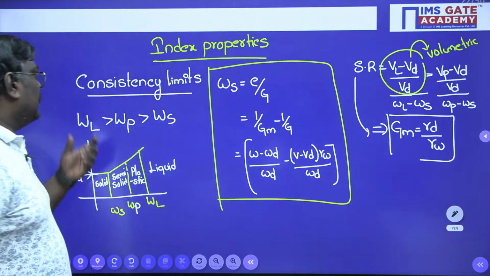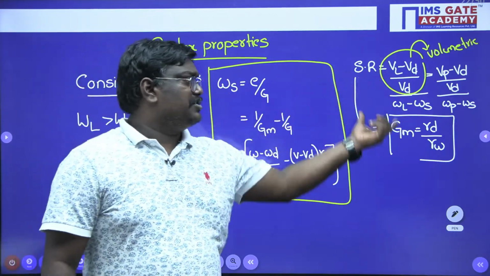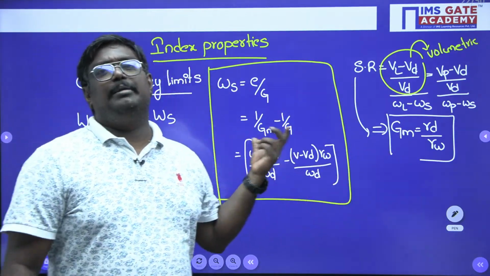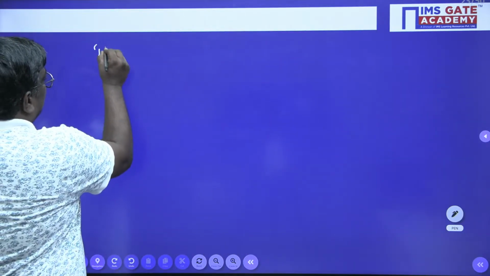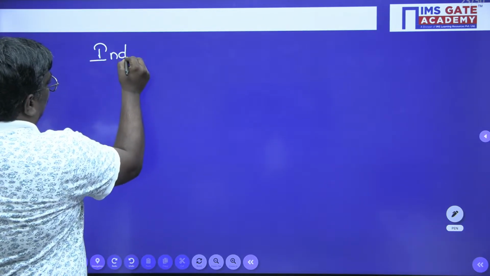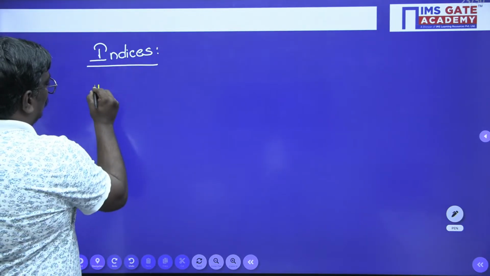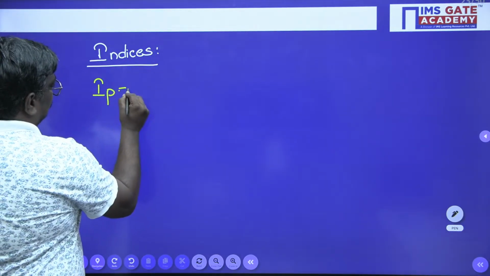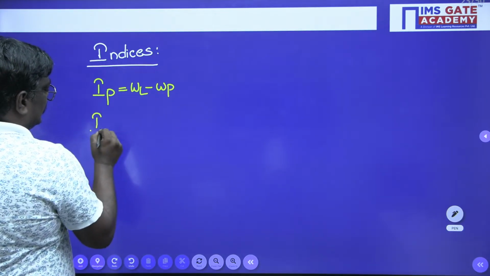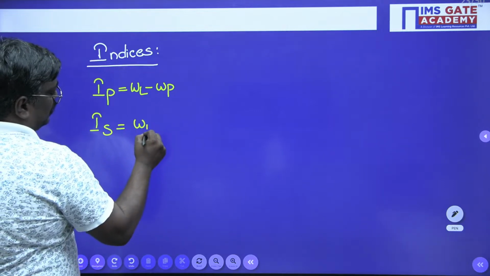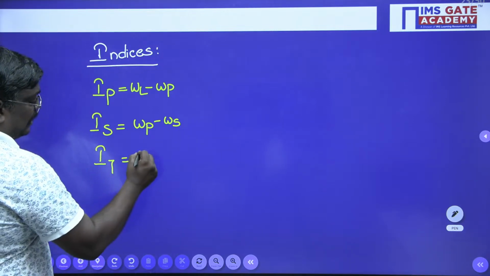So here we have studied the consistency limits and the different formulas for shrinkage limit and shrinkage ratio. These formulas are very, very important when you are solving problems. And we have also studied the important indices. Can you tell me what they are? First, IP, the plasticity index, that is liquid limit minus plastic limit. And we also studied the shrinkage index, that is Wp minus Ws.